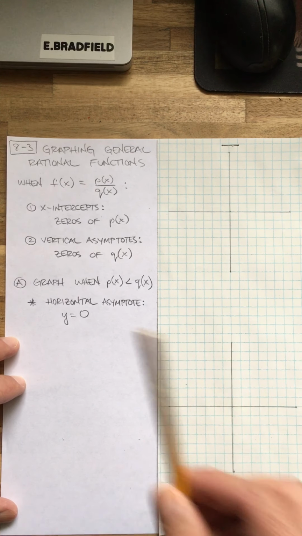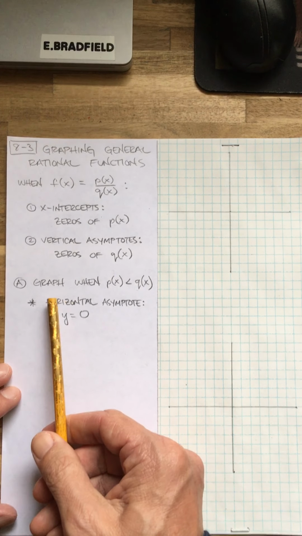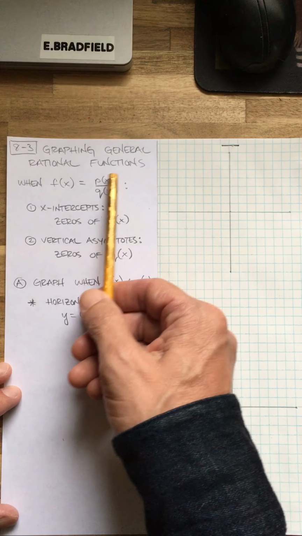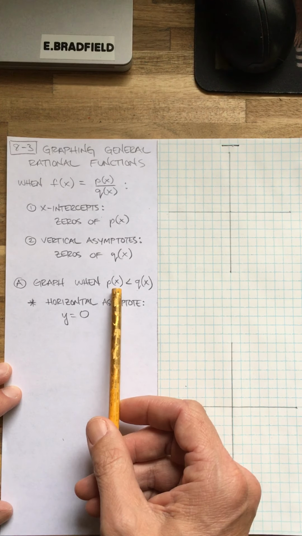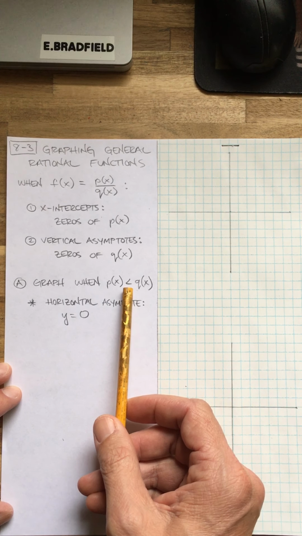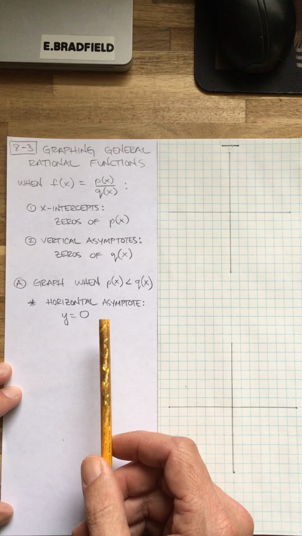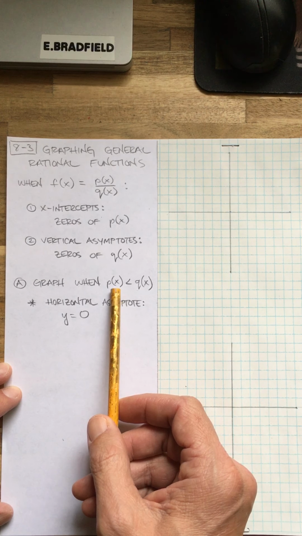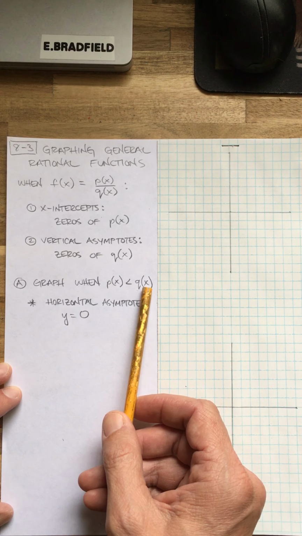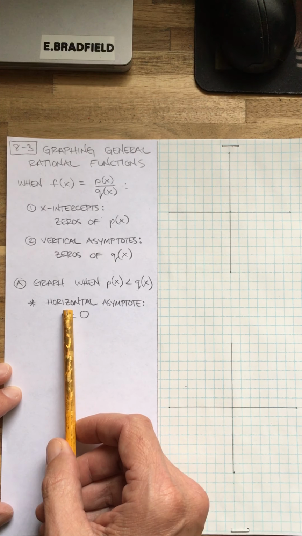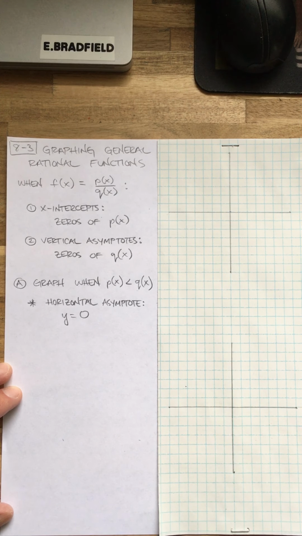All right, so let's dig into the first example. We're going to graph a function written like this, P of x over Q of x, when the degree of P of x is less than the degree of Q of x. Then we have a horizontal asymptote of y equals 0. Let me just give you an example of what I mean.